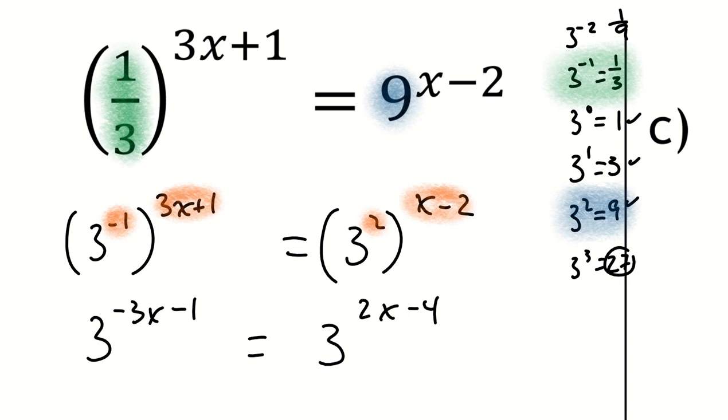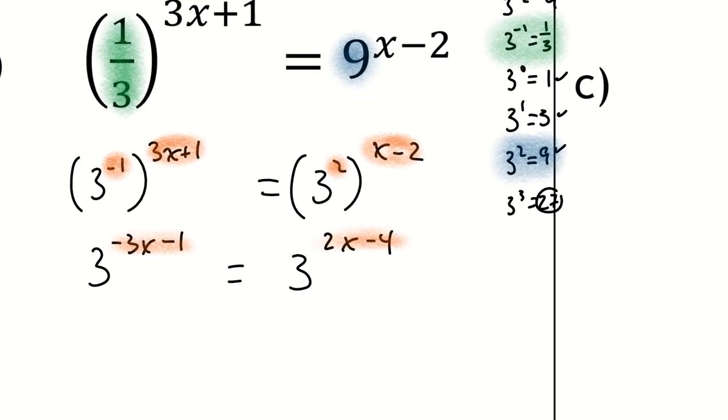At this point, I can see that my bases are the same. They're both equal to 3. And this exponent, right, has to equal this exponent if these expressions are truly equal to each other. So that's how we finish this off. We just set the exponent from our left equal to the exponent on the right because this has to be true.